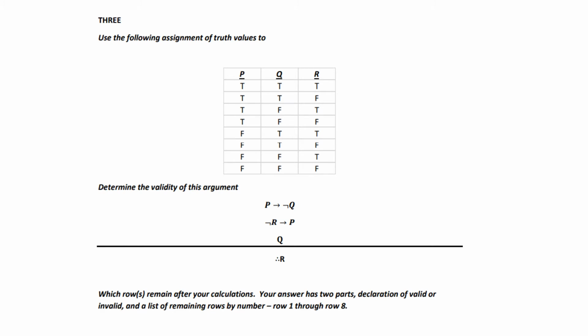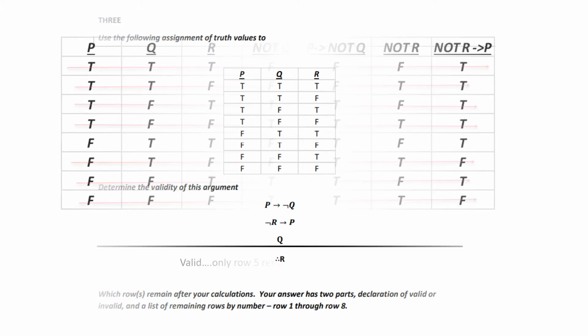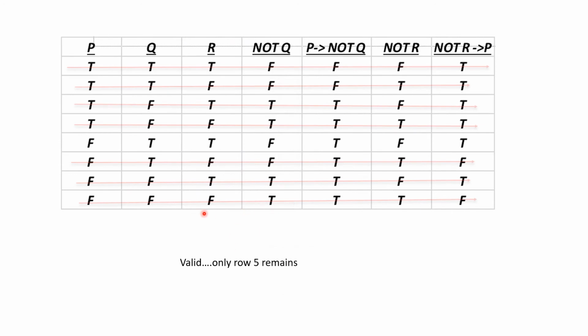So let's look and see what we have. Okay, so we are going to cross out some rows where this is false. So that's crossed out from that one. We're also going to cross out rows where this is false. So we're going to cross out that row and this row.